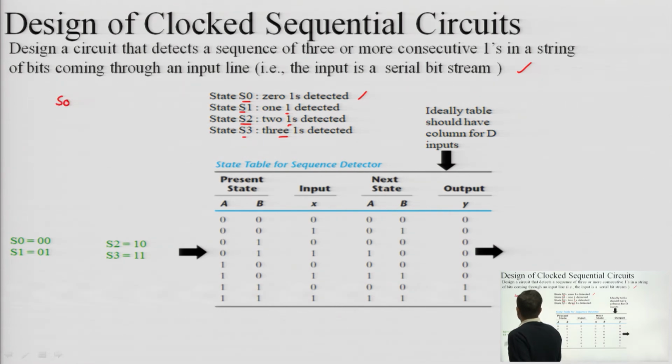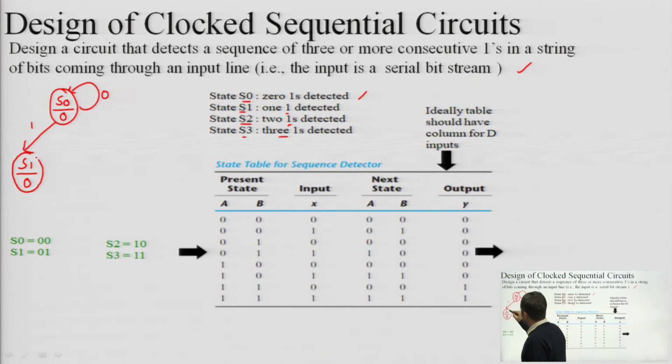okay, S0 output will be 0 because no one is detected, and if there is a 0 at this point of time, then I will remain in this state. But if I get a 1, then I will enter S1, but the output will still be 0 because output will only be high if 3 ones are detected. So it is the first one only.